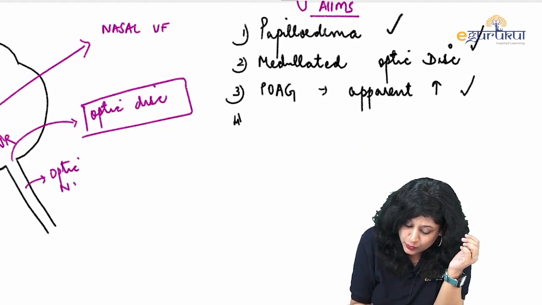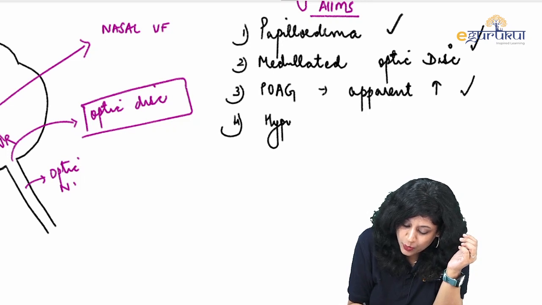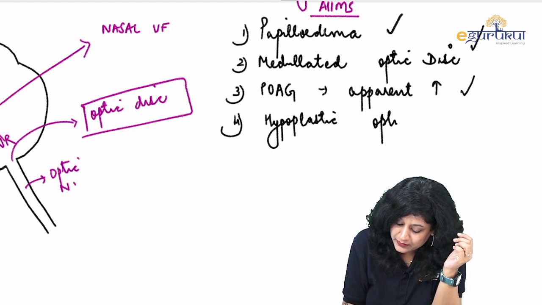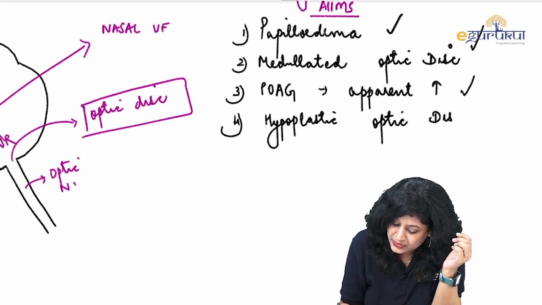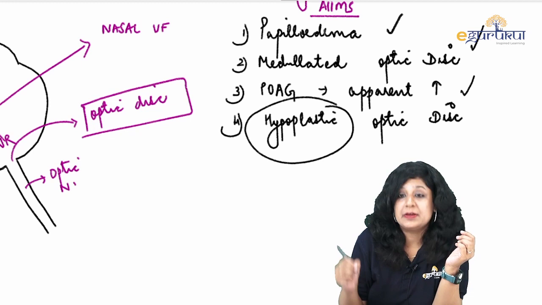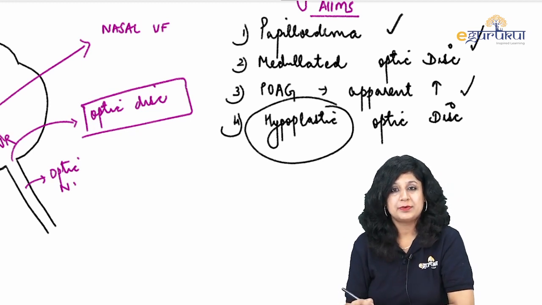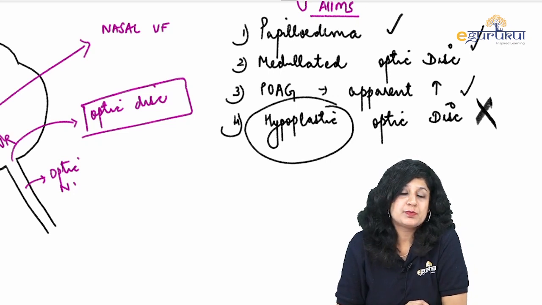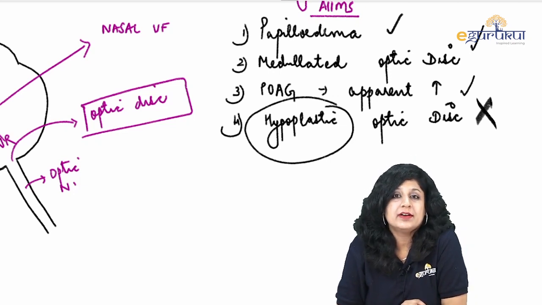And the 4th was hypoplastic optic disc. Now hypoplastic means there will be decrease in the size of the optic disc. We are having a small size optic disc, so obviously you will not get the enlargement of the blind spot here, and that was the answer.